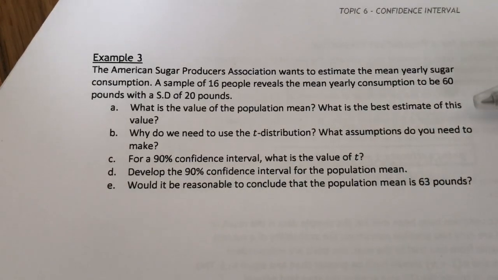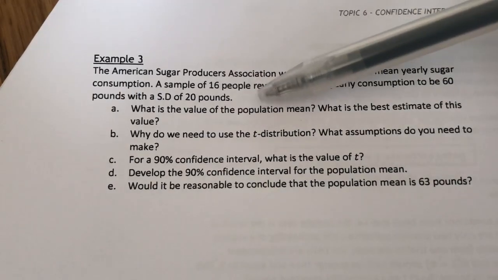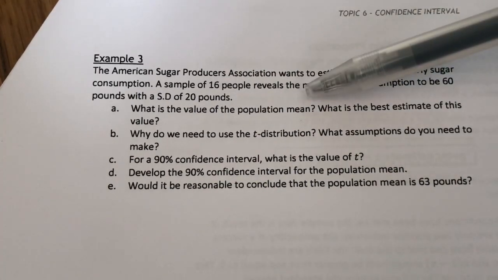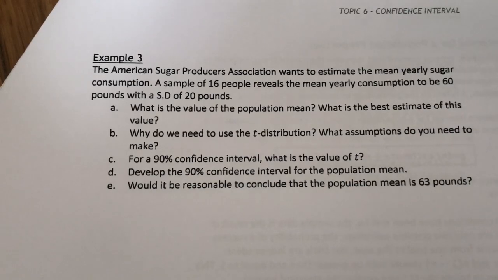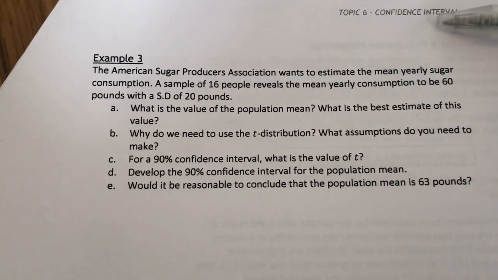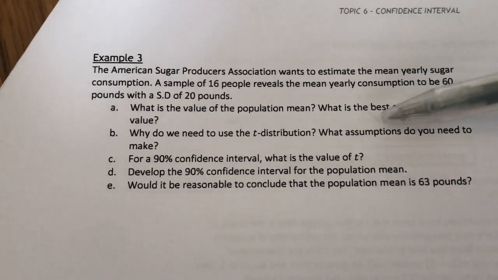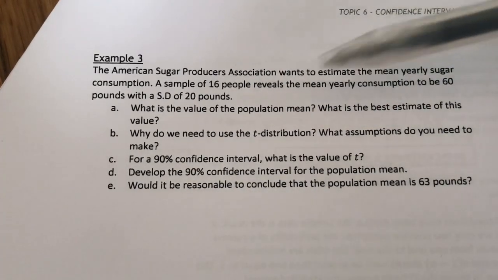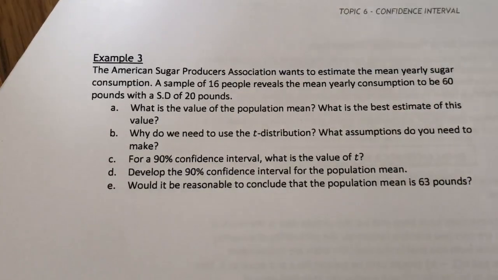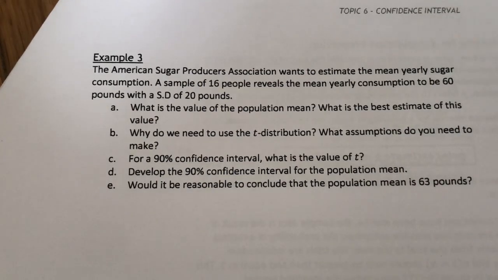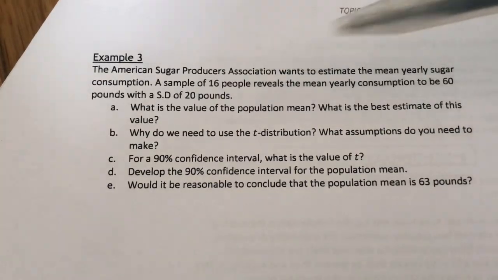To answer part A, the question is, do we know the population mean, mu? The answer is, of course, no. Because if we already knew what mu is, why would we even bother calculating a confidence interval? So the answer is always no, we don't know what the population mean is. However, we do know that the best estimate of the population mean is the sample mean, which is 60, as mentioned here. So the population mean is not known, but the best estimate of the population mean is the sample mean, which is 60.